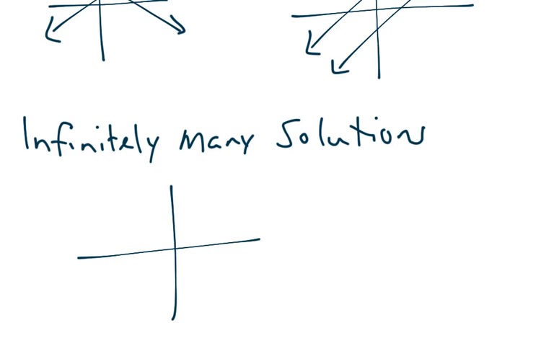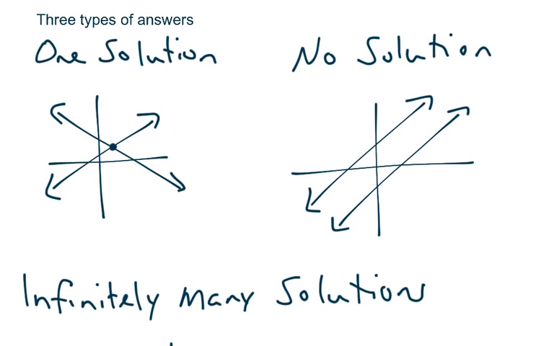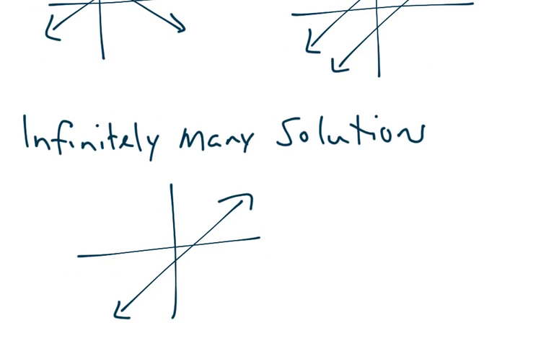Okay? If you were to look at it graphically, this is what you would see. You would see one line. If it's infinitely many solutions, that means it's the same line right on top of each other. There is no difference. Okay? So we have three different cases. We have one solution. That's what we've been working with so far in Chapter 5. But today we're going to look at the cases of no solution and infinitely many solutions.